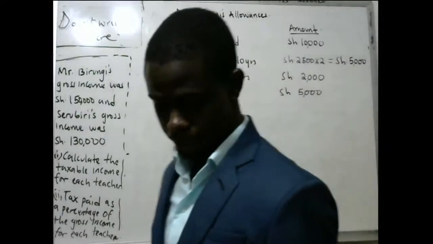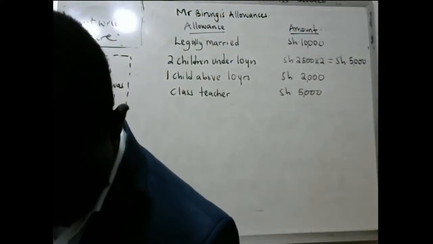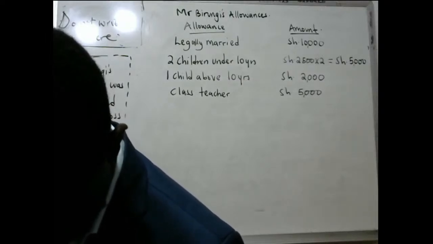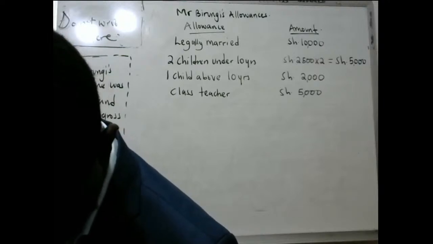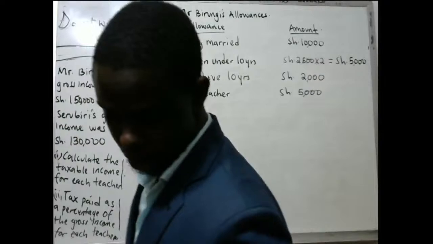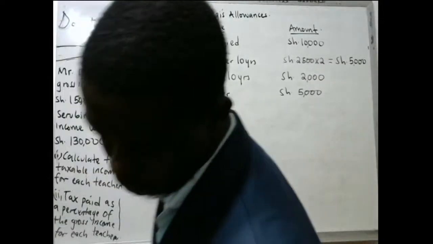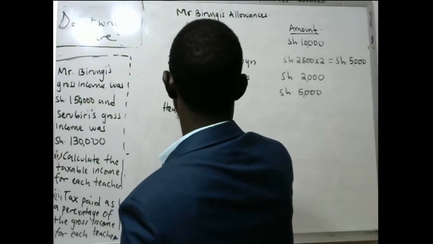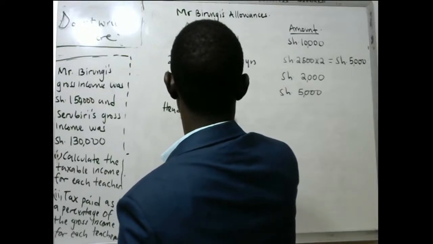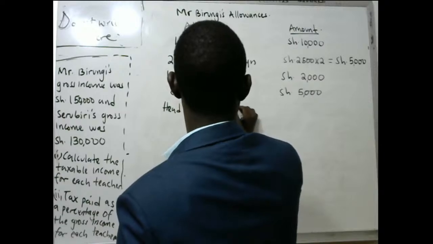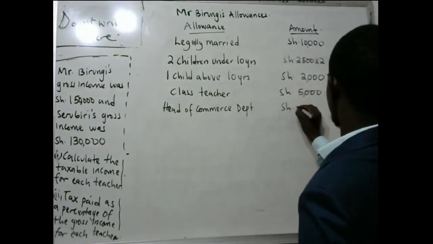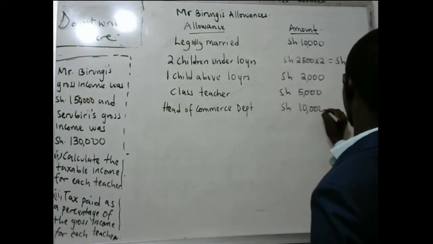Then we continue. After being a class teacher, they told us he is a class teacher. Mr. Birungi, the class teacher, and the head of commerce department. Head of department, they give you 10,000. Head of commerce department. He gets shillings 10,000 for that.